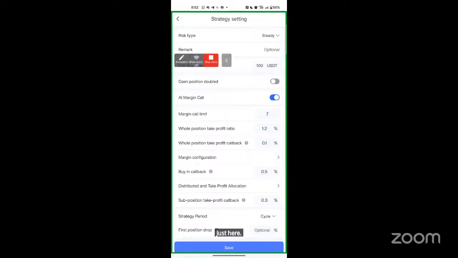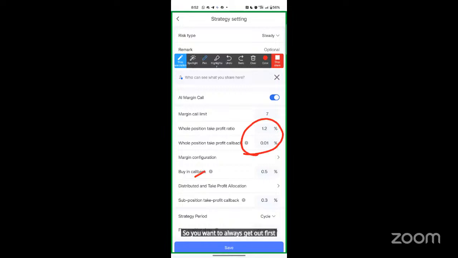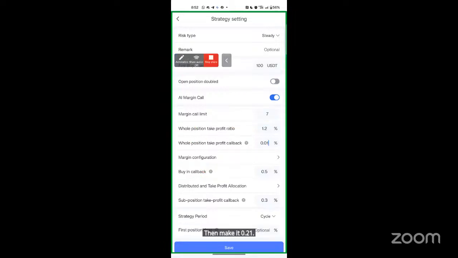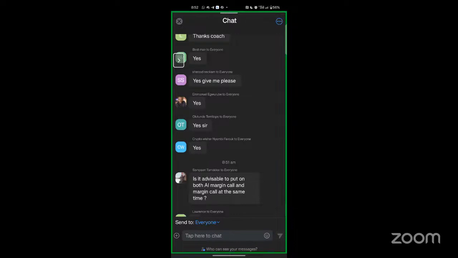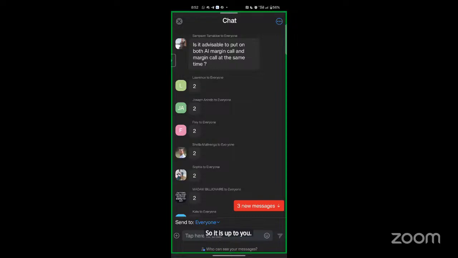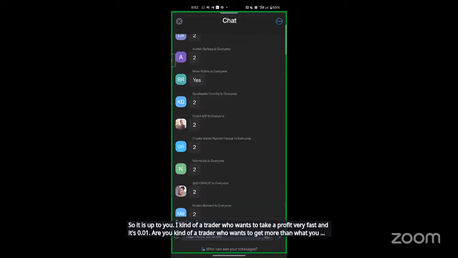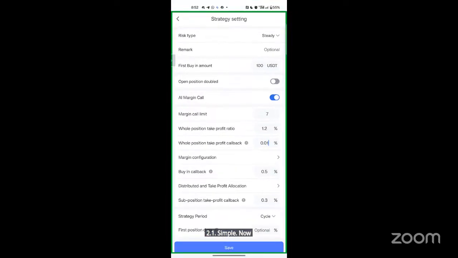But if you have fear, make it 0.01. If you want to always get out fast, make it 0.01. If you are solid and you want to enjoy the run of the coin, then make it 0.1. If that is clear, give me a 2 in the chat. So it is up to you. Are you a trader who wants to take a profit very fast? Make it 0.01. Are you a trader who wants to get more than what you see? 0.1. Simple.